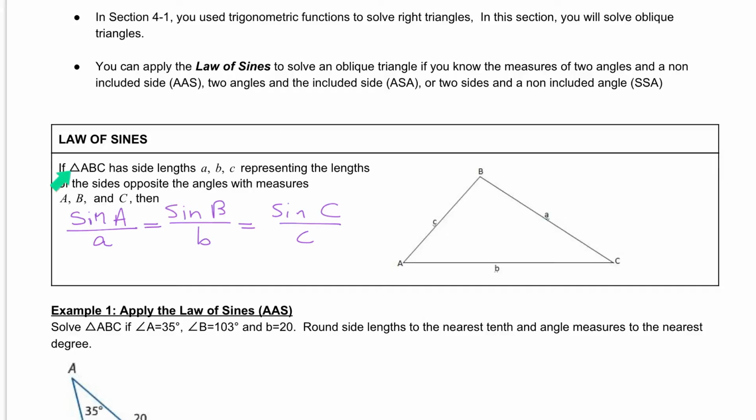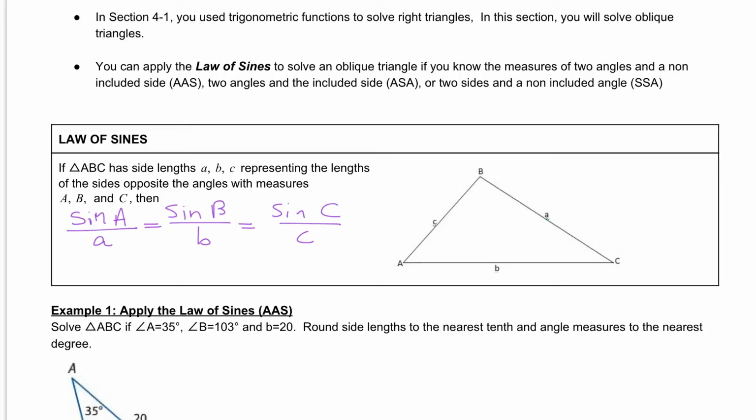The law of sines says if triangle ABC has side lengths a, b, c, representing the lengths of the sides opposite the angles with measures A, B, and C, then the following is true. The sine of A over little a is equal to the sine of B over little b, which is equal to the sine of C over little c. And again, the big capital letter A is the angle, and the small letter a is the length of the side of that triangle, and they are always across from each other, the same letter. The capital letter is the angle, the lowercase letter is the side.